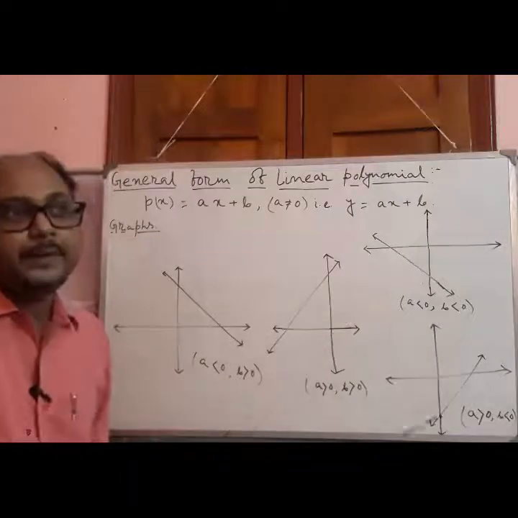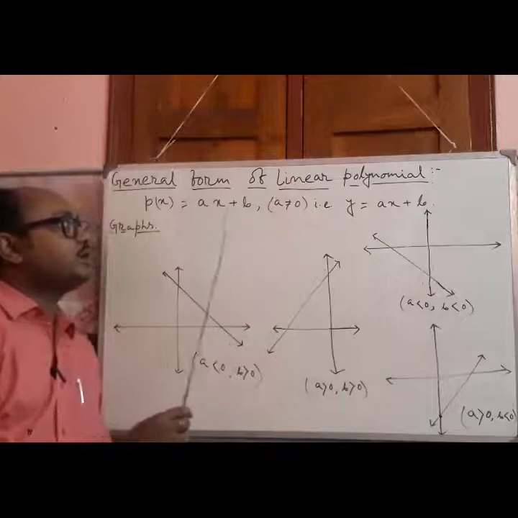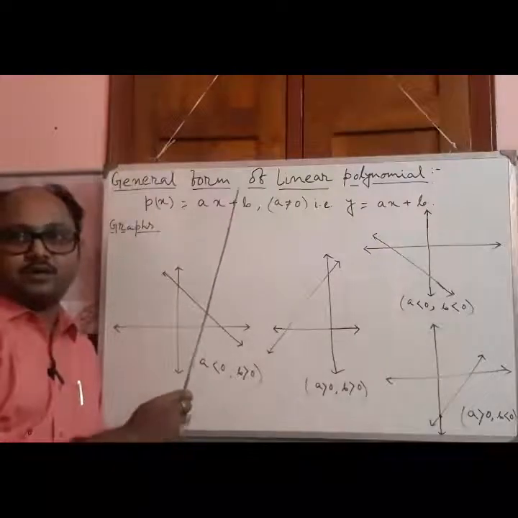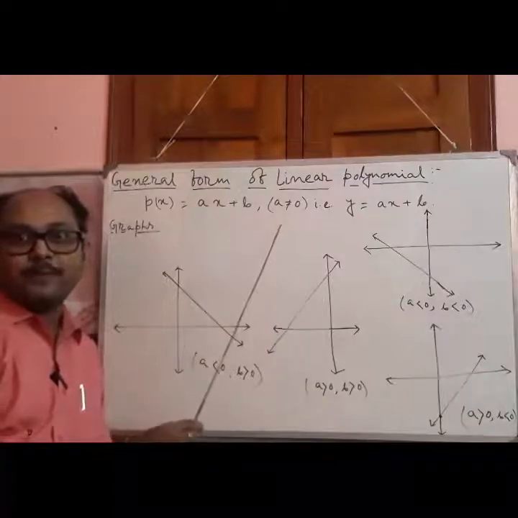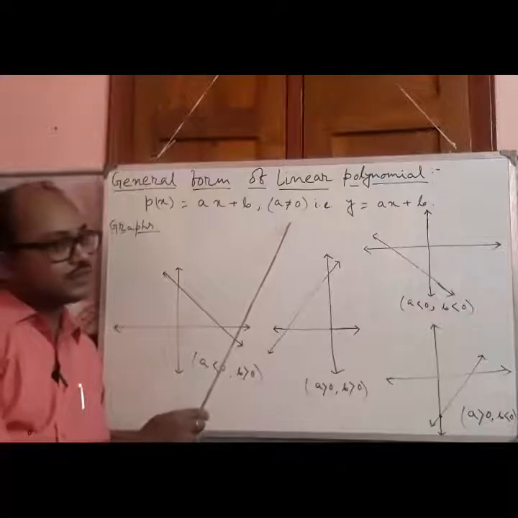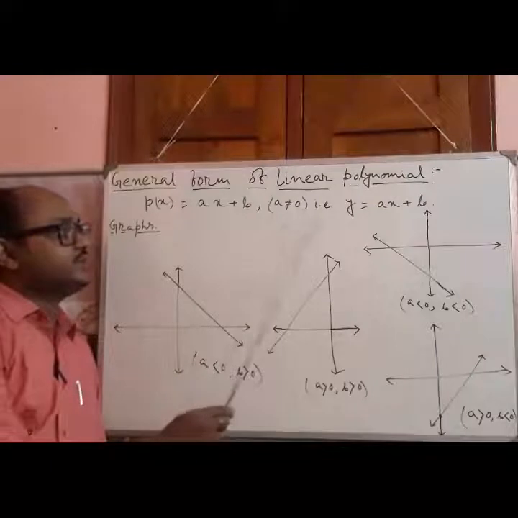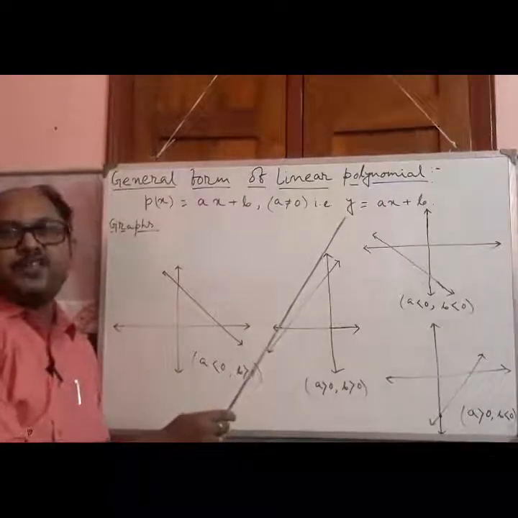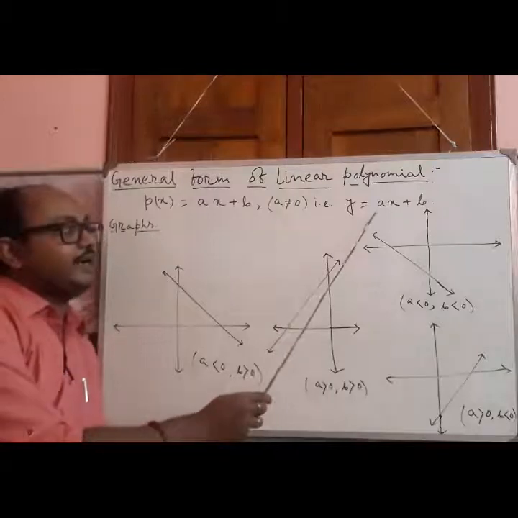What will happen if a is equal to 0? Now if a is equal to 0, then you see 0 into x, that term will vanish. It fails to be a linear polynomial. That's why the condition a is not equal to 0 is given. Okay. Now we will see the graphical representation of this linear polynomial in the form y is equal to ax plus b.